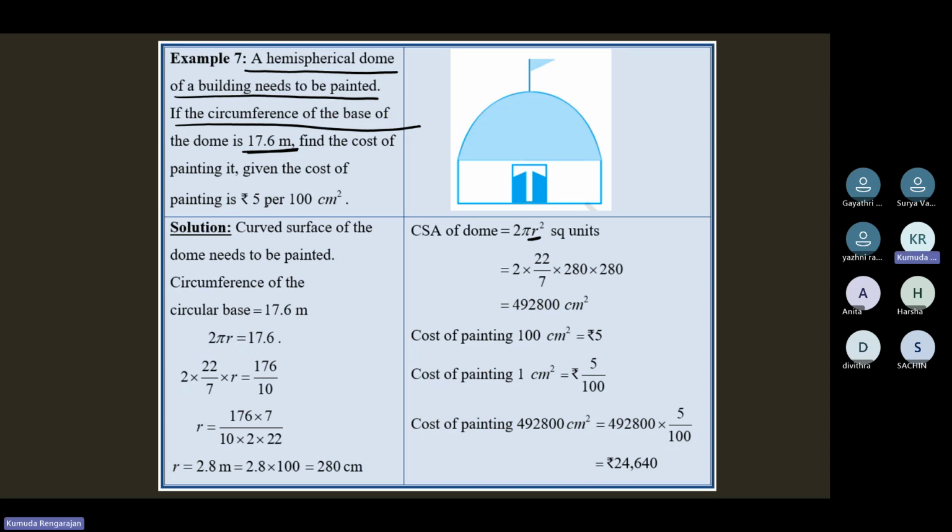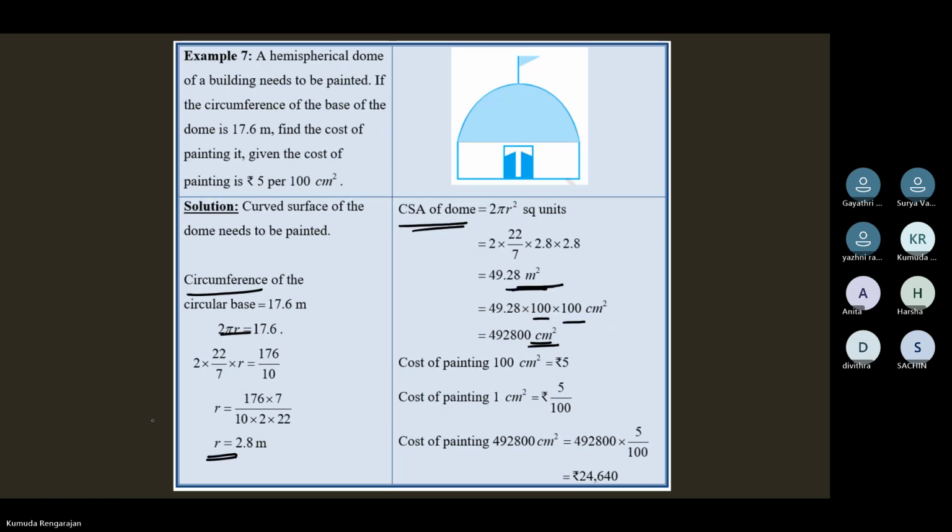What is the cost like? For 100 centimeters square, 5 rupees. So find the area in centimeter square, not in meter square. Because for 100 centimeters square, 5 rupees. So find the area in centimeter square. You can also do it like this. They found it in meter square and then converted the area in meter square to centimeter square like this.